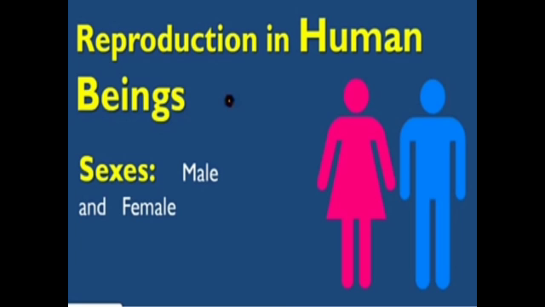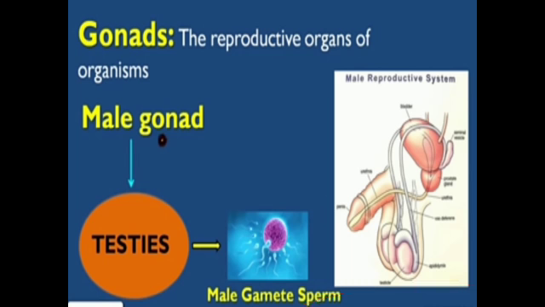Now, reproduction in human beings. Let's study reproduction in human beings. There are two sexes, male and female. So, for reproduction in human beings, two sexes are involved. As you can see, this is a male and this is a female. Then, gonads. Gonads are the reproductive organs of the organism, through which the organism reproduces.